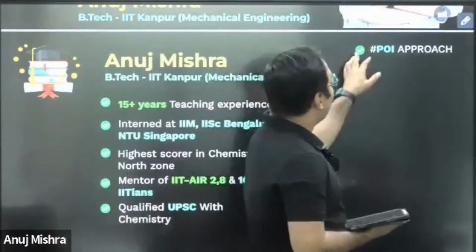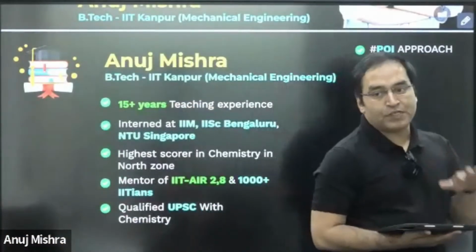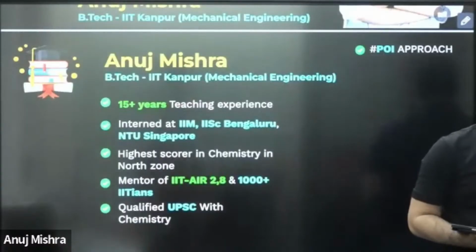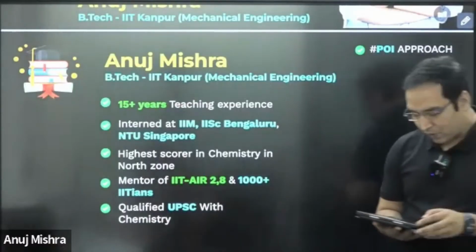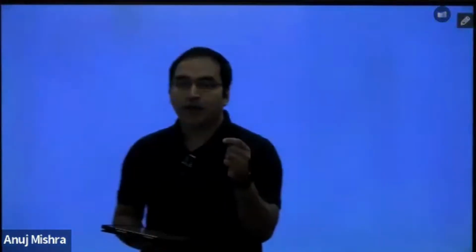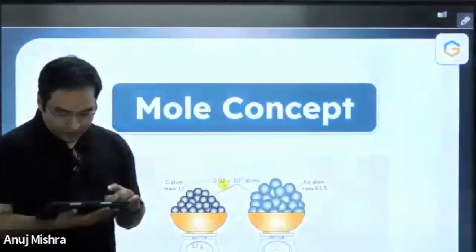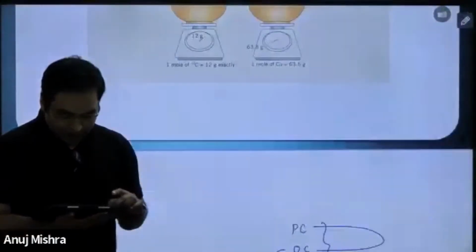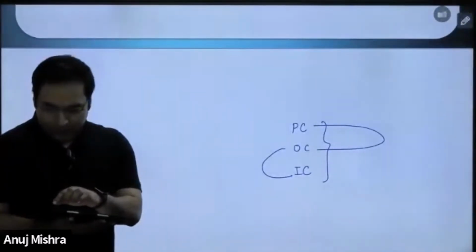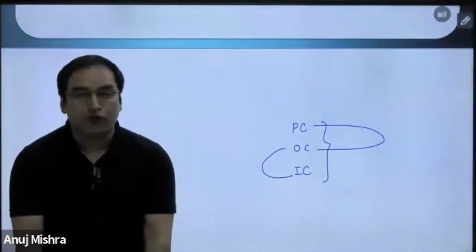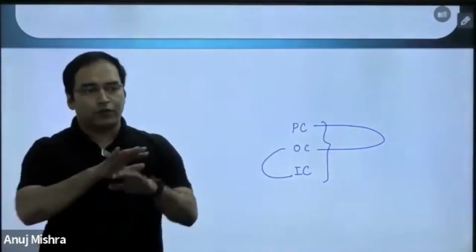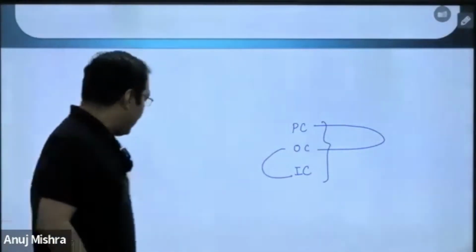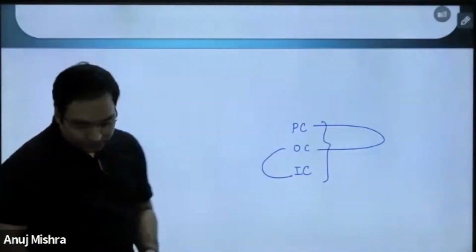So we follow an approach called the POI approach. POI approach is basically physical, organic, inorganic, all clubbed together, right? So the idea is that whatever you're learning in physical chemistry should be interlinked with organic and inorganic chemistry as well. Let's start. So last class we started off something, so I'll just have a quick review of 5-10 minutes and then we take it forward so that all of you are on the same page, right? And then practice and other things will happen.